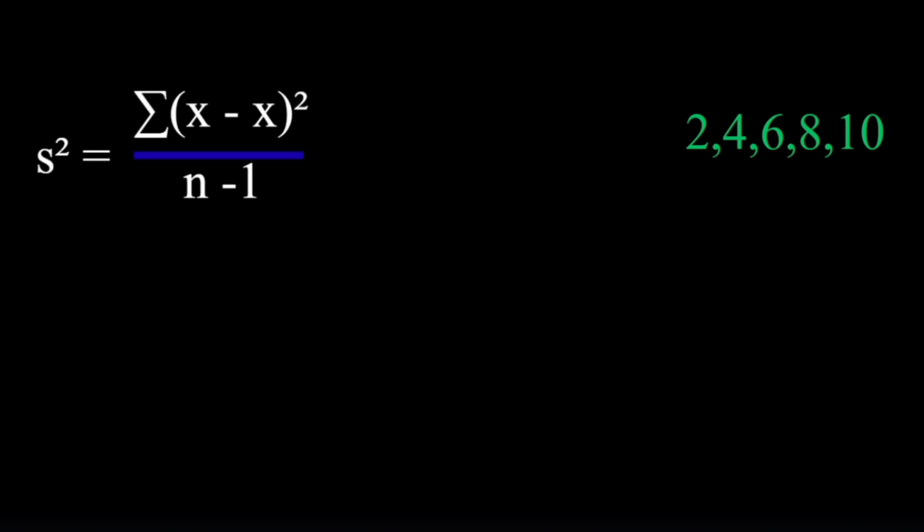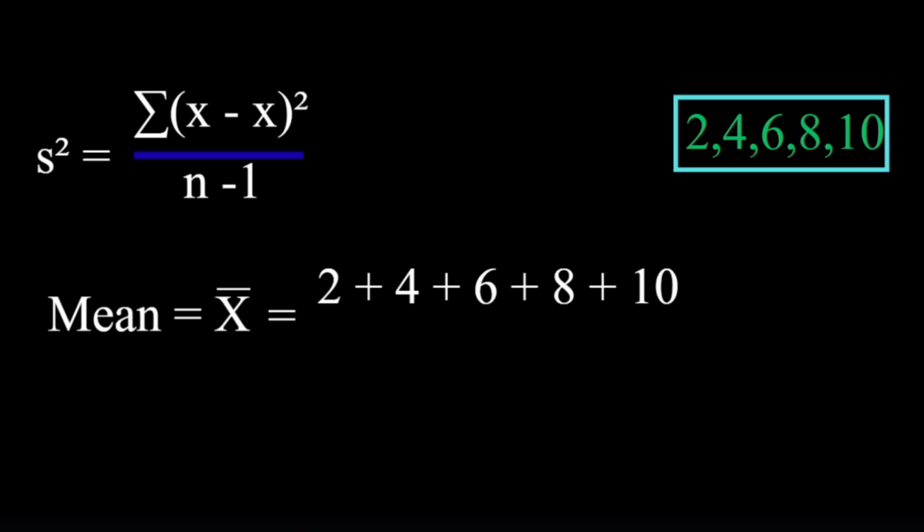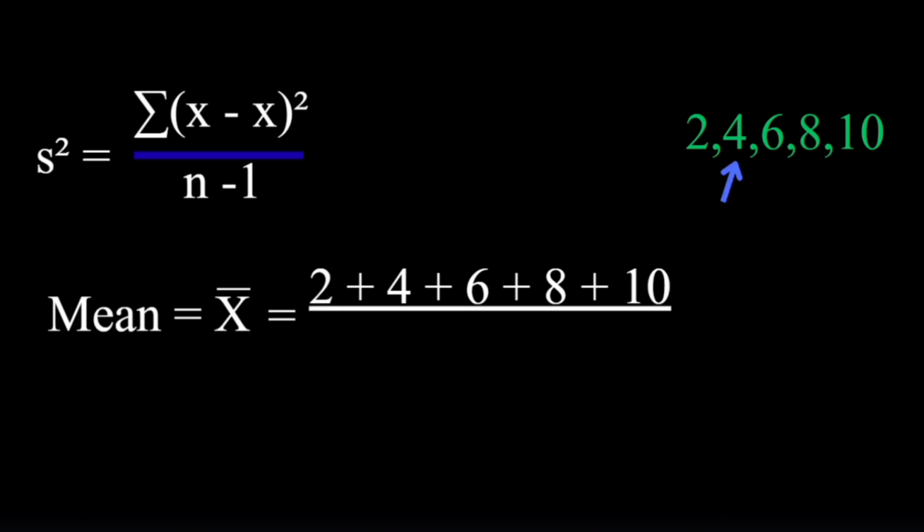Now considering this as our data set, for us to get the variance, the first thing you're going to get is the mean, and the mean is denoted by x bar. To get the mean of this data, it is actually very simple. We just add these numbers, 2 plus 4 plus 6 plus 8 plus 10. Then we divide by how many numbers we have. For our case, we have 1, 2, 3, 4, lastly 5. So we divide this by 5.